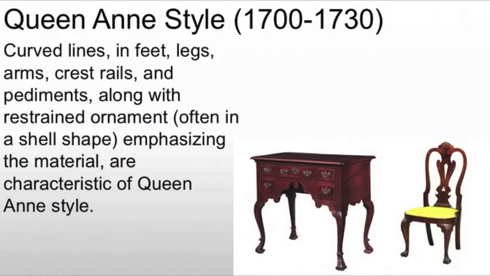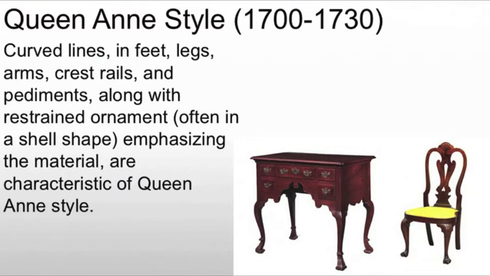Well, Queen Anne's style tends to incorporate curved lines in feet, legs, arms, crest rails, and pediments, along with restrained ornament, often in a shell shape, emphasizing the material. So when we look at Queen Anne, in terms of what we've just been dealing with, the Baroque and the Rococo, it doesn't seem to have captured a lot of those ideas. We don't see the bombastic ornamentation that we're used to with those styles. Yet, if you take any of those forms, strip off the ornamentation, you're going to have something that is really mimicking the Queen Anne style.